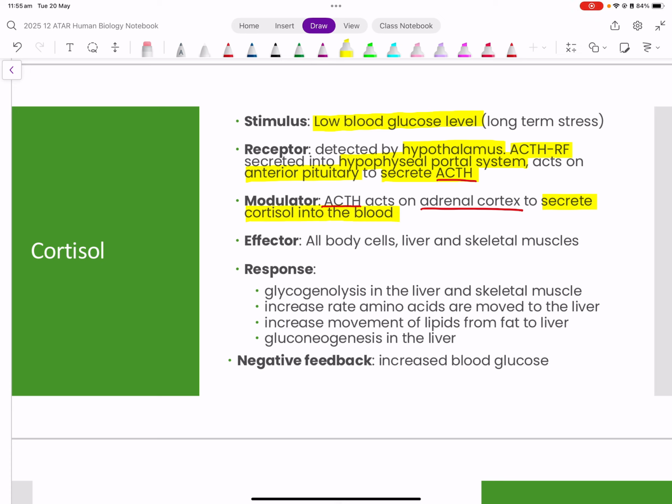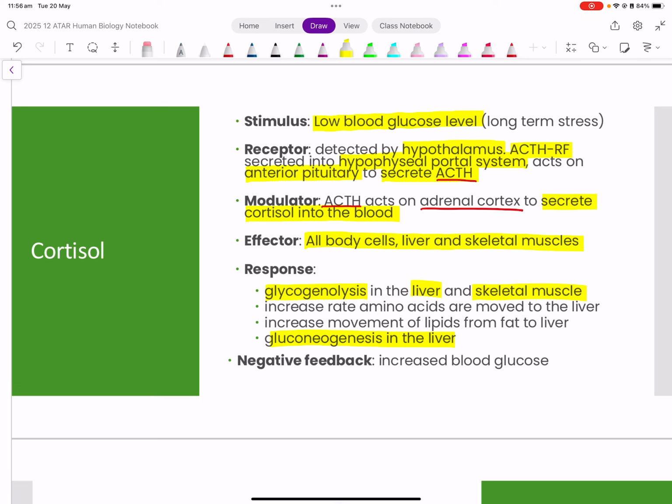Cortisol, similar to insulin and similar to glucagon, is going to target all body cells, the liver and skeletal muscles, and it's going to lead to 4 distinct responses. First of all, glycogenolysis, same as in glucagon, where we end up releasing and breaking down glycogen into glucose at the site of the liver and skeletal muscle. We can increase the rate amino acids are moved to the liver. We can also increase the movement of lipids from fat to the liver, and we can have gluconeogenesis in the liver itself as a response of that increasing rate that amino acids and lipids are moved to the liver.